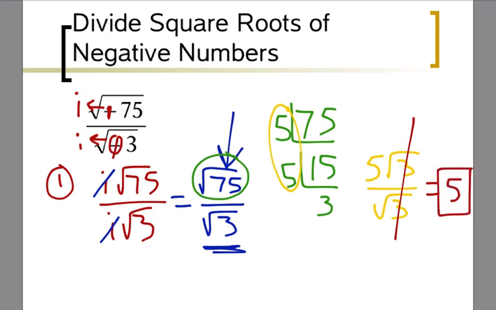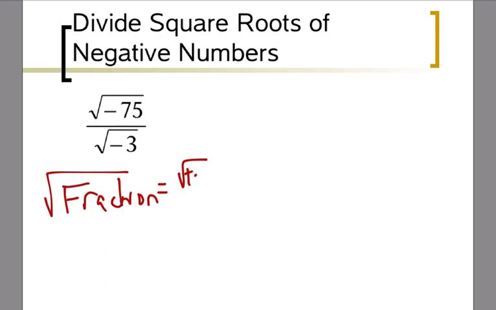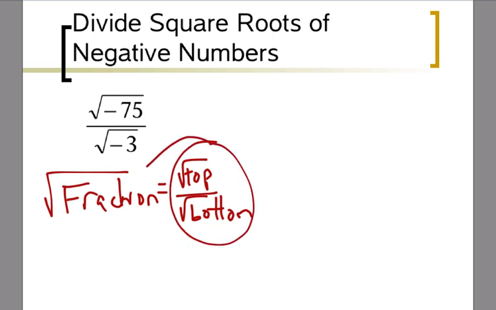So that's the first way. I would consider that the longer way of doing it, and here's the second way. The second way takes advantage of the rule that I showed a couple lessons ago, that the square root of a fraction is equal to the root of the top over the root of the bottom. Now this works both ways. If I'm given this, I can go that way. And that's actually what's given in this problem. I have the root of the top over the root of the bottom.